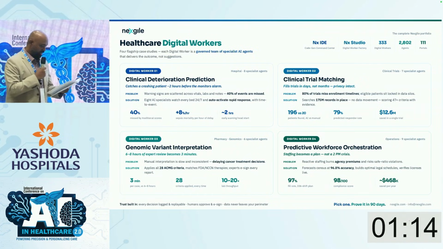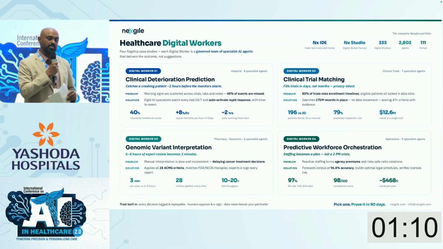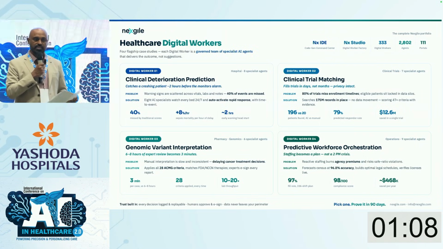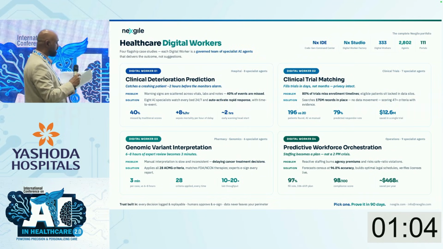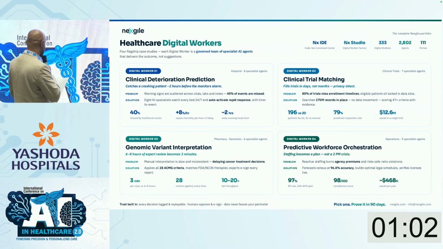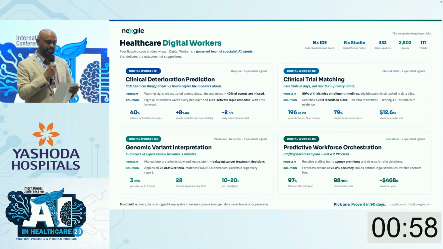Okay. Then let me go to here with this case, we were able to reduce the mortality rate by 8%, which is proven in the market. Now we'll go to the second digital worker. We have it available and working currently. Clinical trial matching.